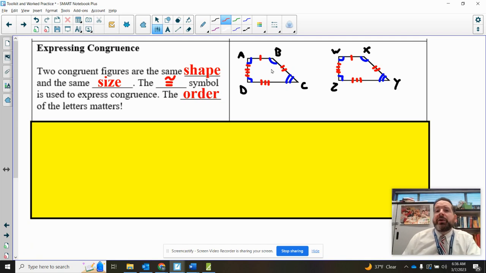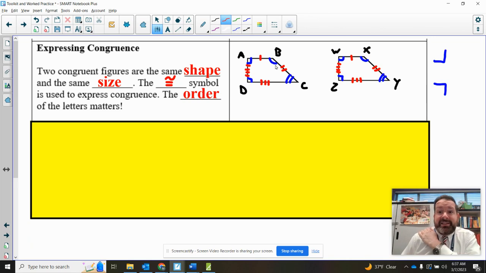Here's what I mean. Here I've drawn two figures. Now, for this angle at A and this angle at W, those are meant to be little square corners because those are right angles, 90-degree angles. The same is true down at angle D and angle Z. Those are square corners, so 90-degree angles. Angle B matches angle X because they both have one arc, and angle C is congruent to angle Y because they each have two arcs.